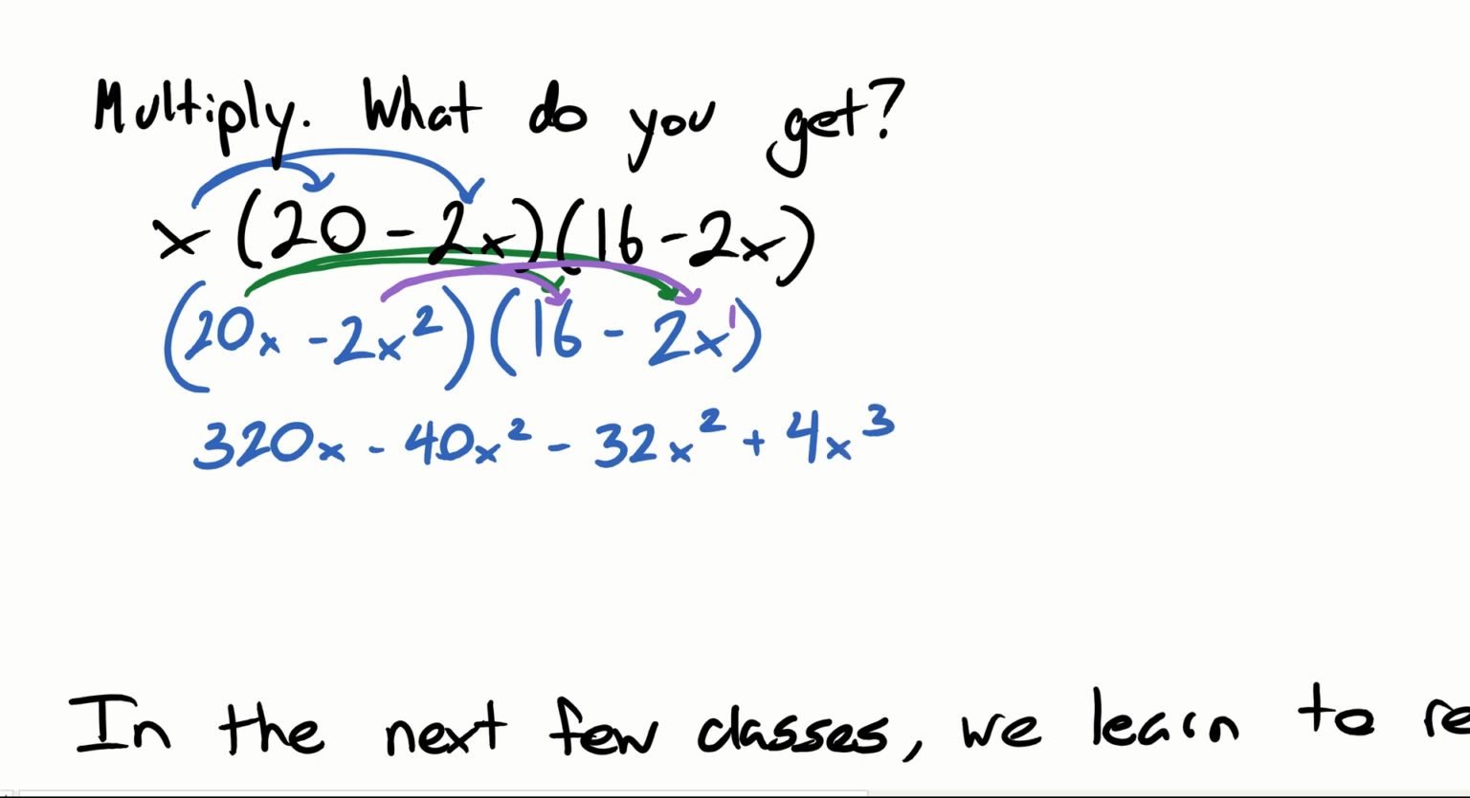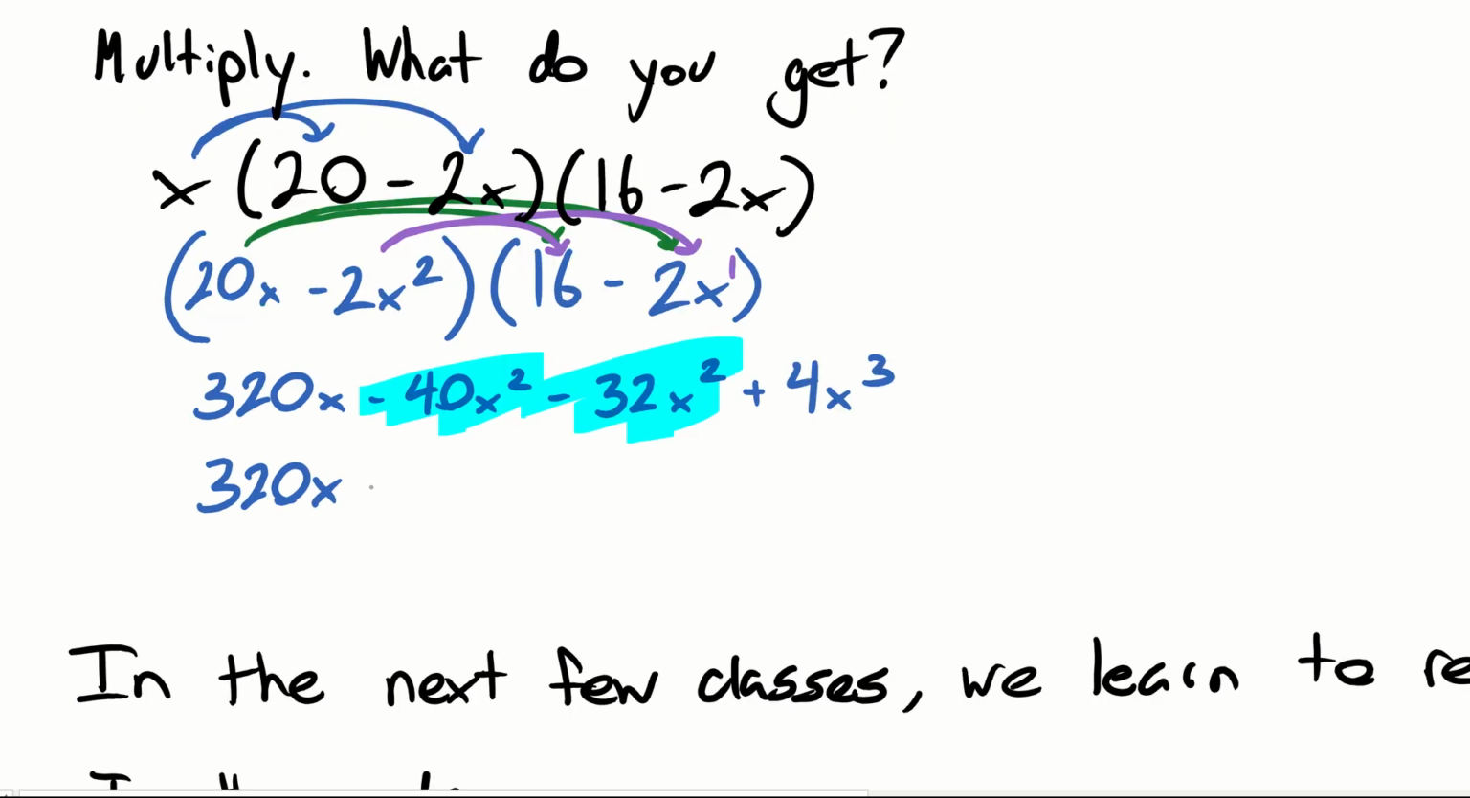So I've multiplied everything out using distribution, but it's not in standard form, so let's make sure that it is. And I probably have to simplify something. So let's simplify first. I got a negative 40x squared minus 32x squared. So those two terms both have an x squared. The 320x stands alone. There's no other term with an x. Negative 40 minus 32, that's negative 72x squared, because it's kind of like adding them together. Then 4x cubed. All right, well, good, nothing more to simplify.